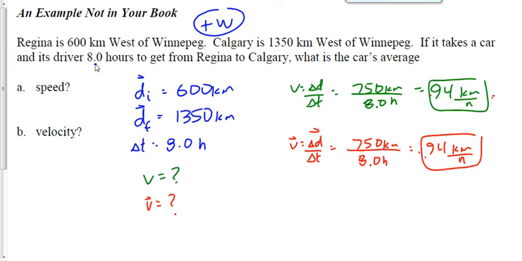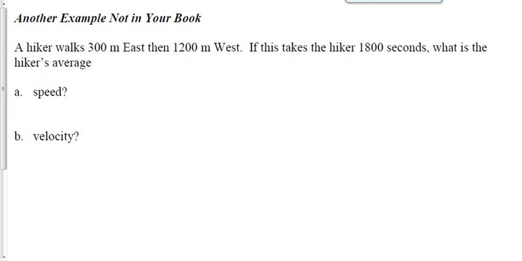Okay, I got another one for you. This one says a hiker walks 300 meters east and 1,200 meters west. Takes the hiker 1,800 seconds. What's the hiker's average speed and velocity? There's a couple things that are different about this question, right? But what jumps out at you right away as being different about this question versus the last one? Something that could lead to a mistake, actually, pretty easily.